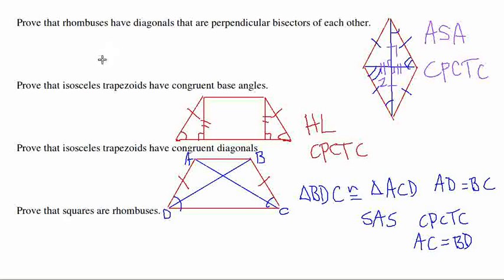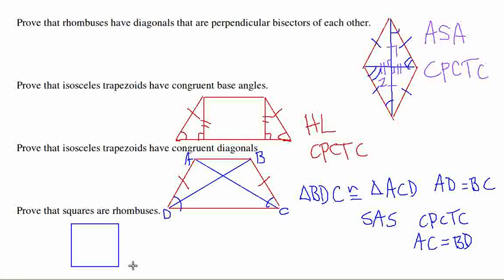And so now let's go to the last one. Prove that squares are rhombuses. All right, so what has to be true for something to be a rhombus? Well, it has to be a parallelogram, and all four sides have to be congruent. So a square certainly has all four sides congruent. Is it a parallelogram as well? Well, we know it's a rectangle, and we know that rectangles are parallelograms, therefore squares are also parallelograms, therefore squares are rhombuses.